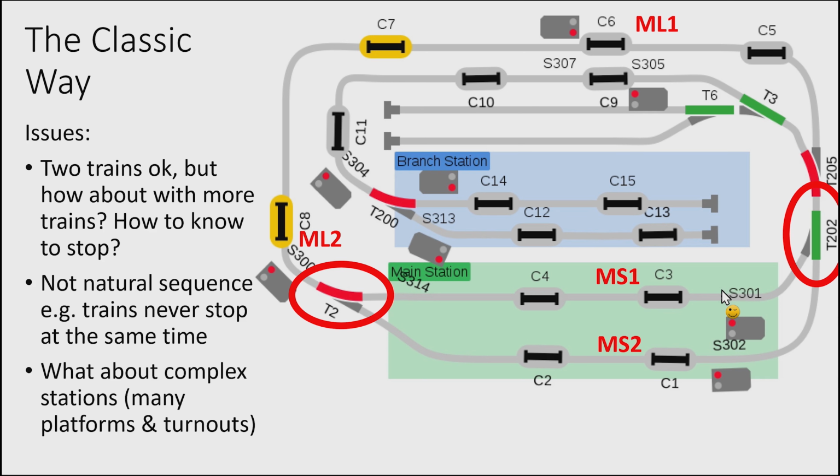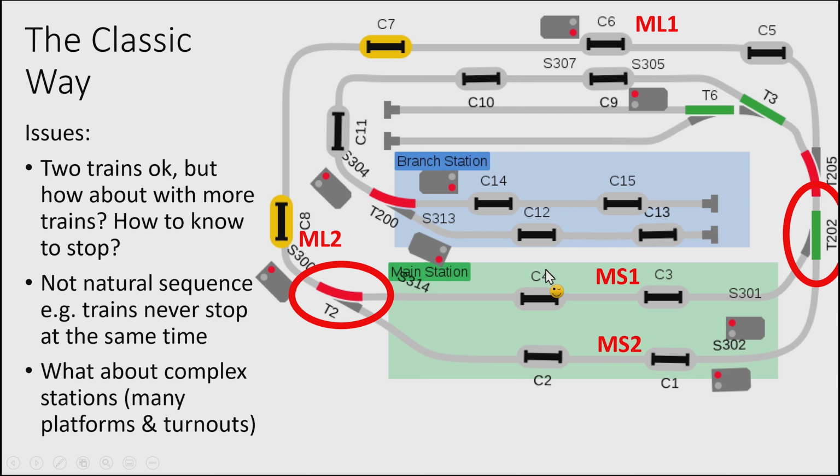The other thing is, how do we actually make this a natural sequence? Because it's alternating. There's always one train at the station, there's always one out on the layout. It doesn't matter much for my little layout because I only got a very small loop. But what if I had a longer loop? Maybe even going to a shadow station and coming back.